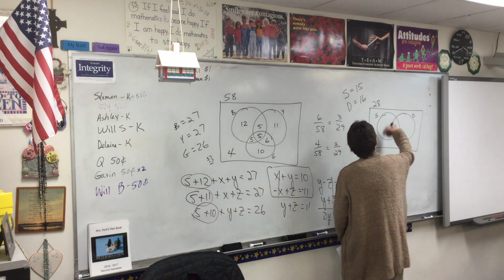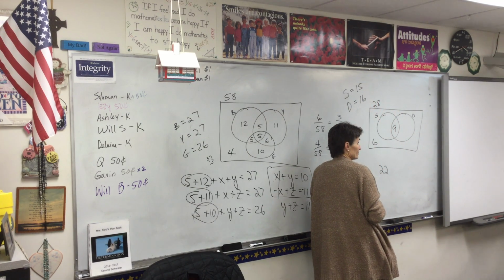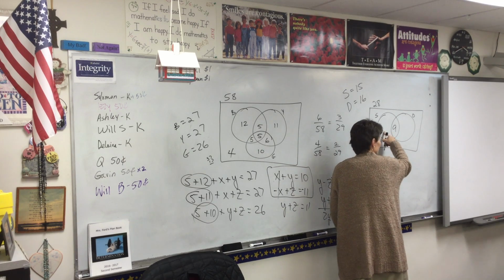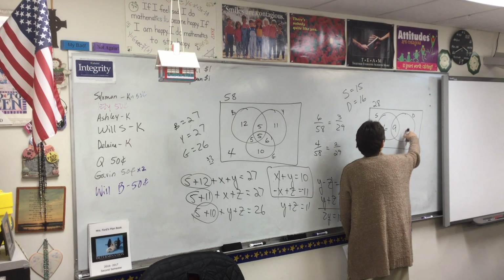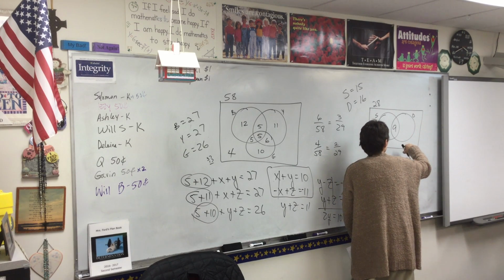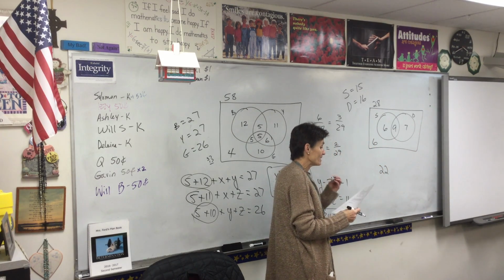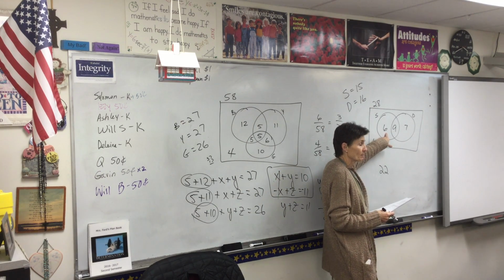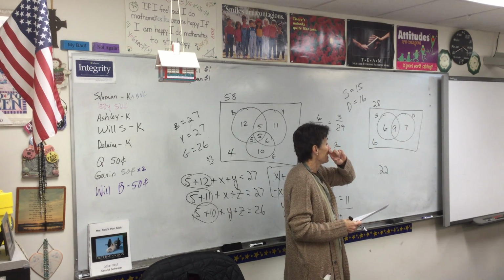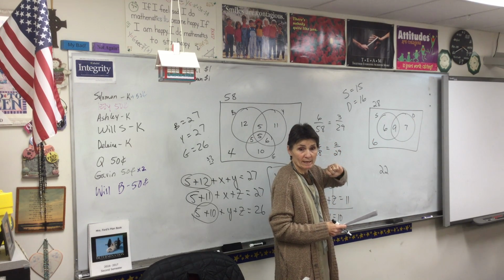Now the whole S circle is 15. What does this have to be? 6. That actually is the answer, but let's go ahead and do this one. The whole D circle is 16, so that has to be 7. The question was, how many like only supply? These are the 6 that like only supply. That was not a probability question, that was how many, so it's 6. If it had been probability, you would put it over 28.